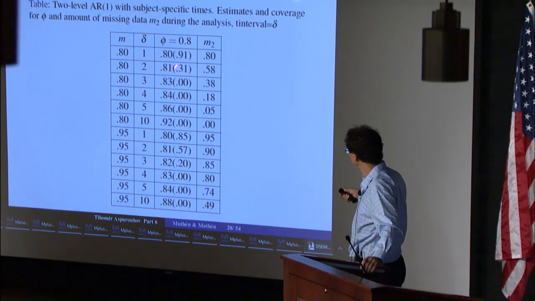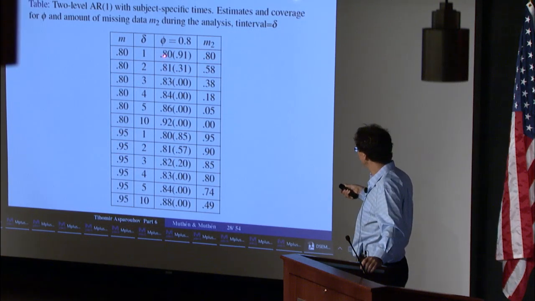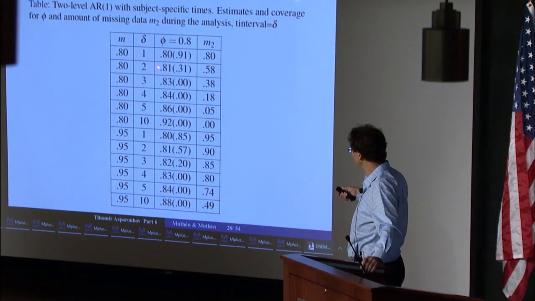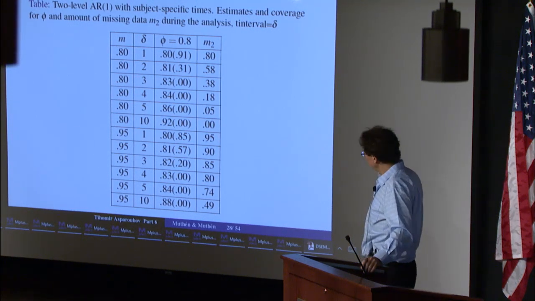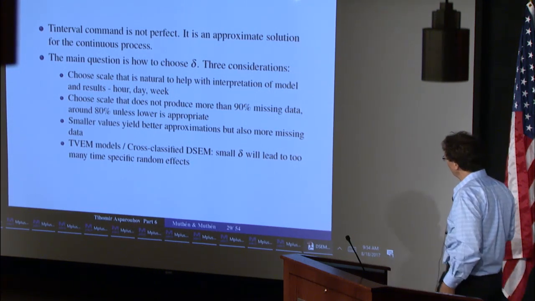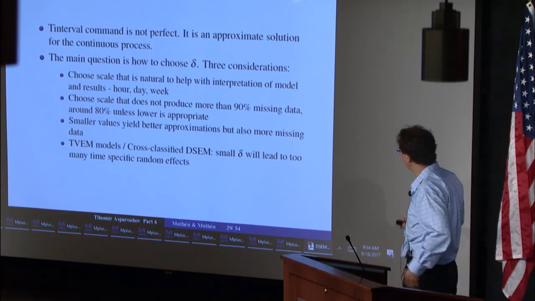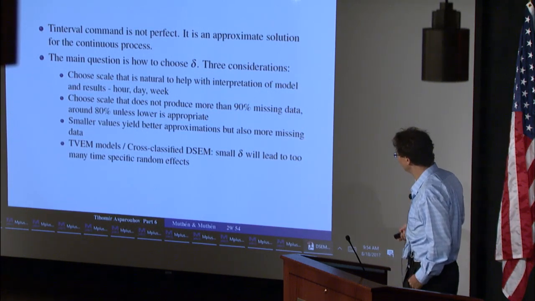And same thing in this part of the table. It kind of shows at 80% missing data works great, at 58% is okay, 60% of missing data in the analysis, it's still okay, but it gets progressively worse. So the conclusion of this is that this is not a perfect methodology, it's an approximate solution. So you have to be realistic about it.